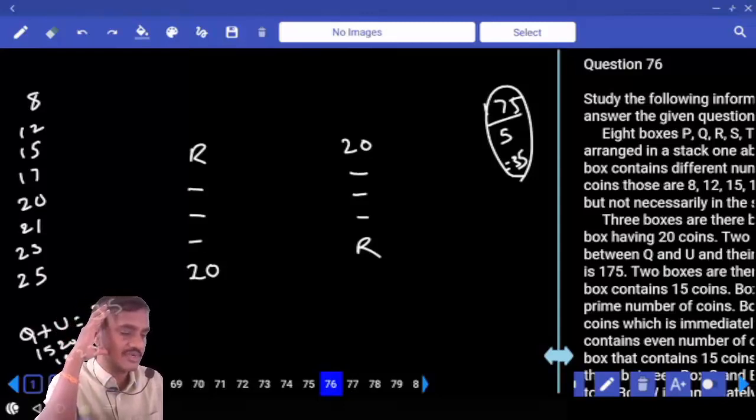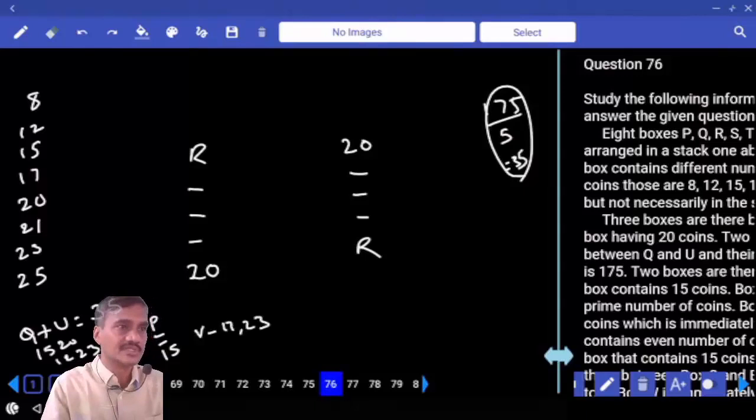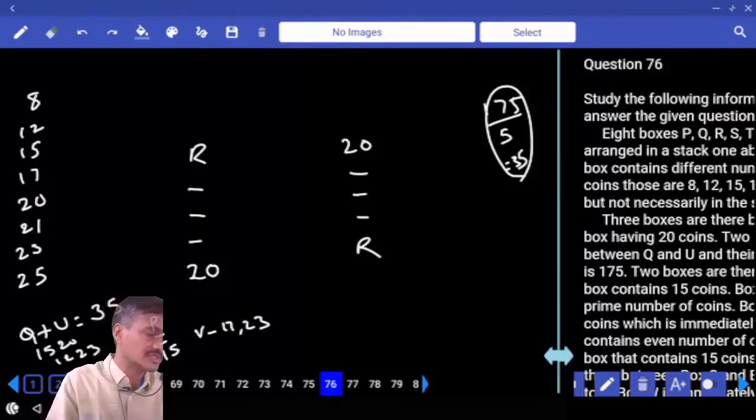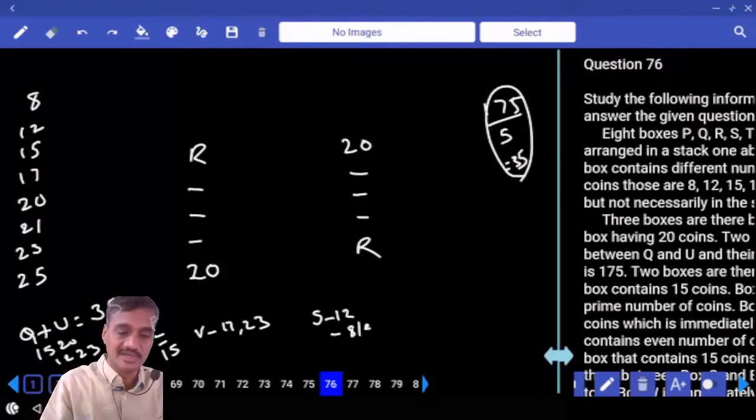Two boxes are there in between P and the box that contains 15. And V contains a prime number, which means V can be either 17 or 23 in any order, as 17 and 23 are the only two prime numbers in this case. Next, S contains 12, which is immediately above the box containing an even number. This even number can be 8 or 20.